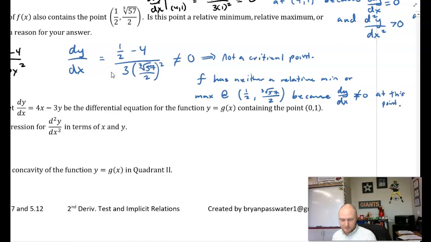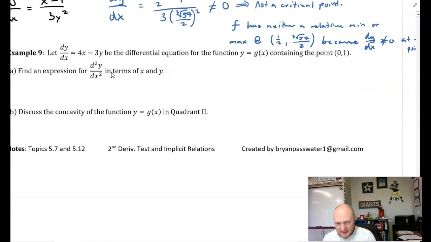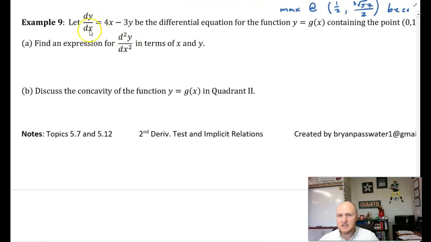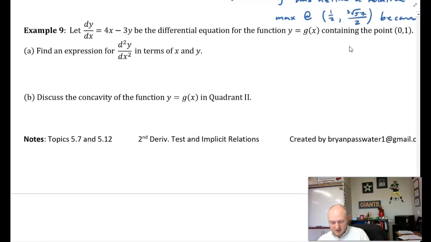Okay, there you go. All right, very last example. Example 9. They say let dy dx equal 4x minus 3y be the differential equation for the function y equals g of x containing the point 0, 1. They say find an expression for the second derivative in terms of y and x.